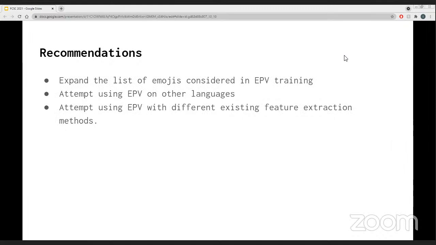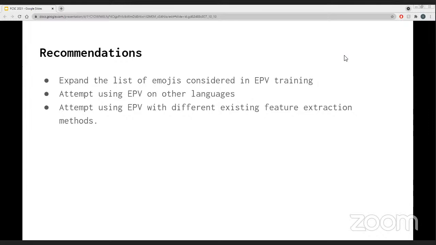Finally, the recommendations. For further research, we would like researchers to expand the list of emojis considered in EPV training, because we didn't use all of the available emojis in Twitter. We have a limited set of emojis to limit our scope. And maybe also attempt EPV on other languages, so that we could check if the improvement in performance in English-Filipino tweets sentiment analysis can be replicated in other language combinations, like maybe vernacular in the Philippines.